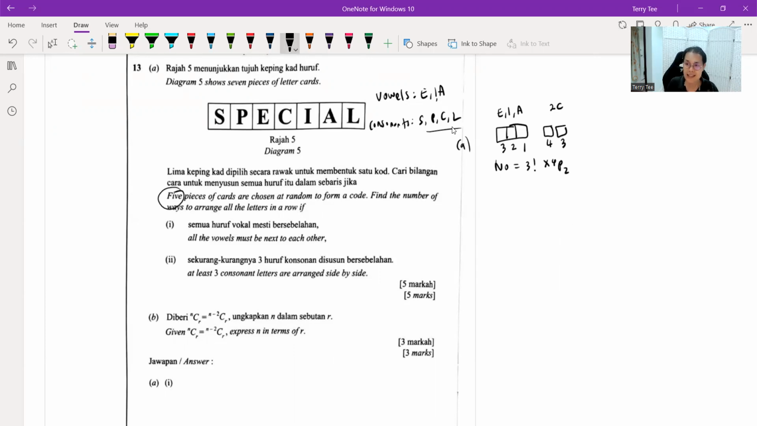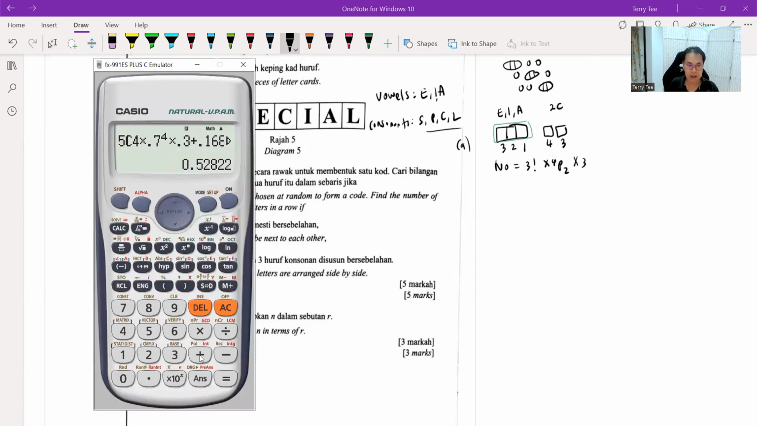But the thing is, this EIA, the box containing the block of vowels, can appear first. You can put them first, second, or third. So there are 3 ways to arrange them. So you have to times 3.